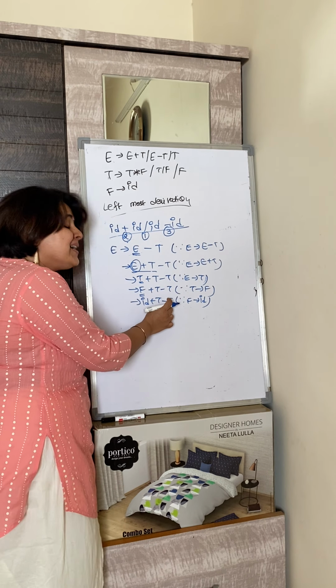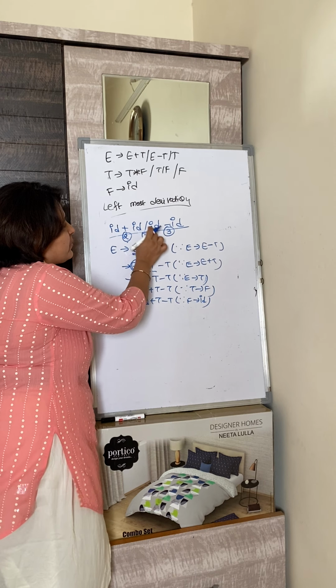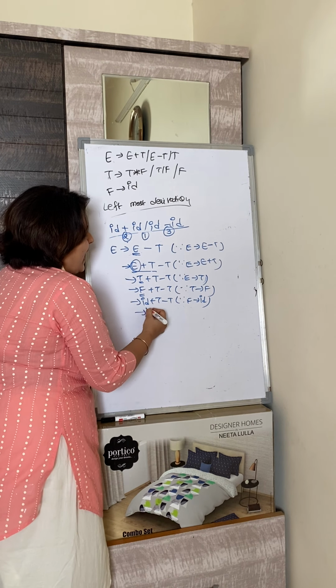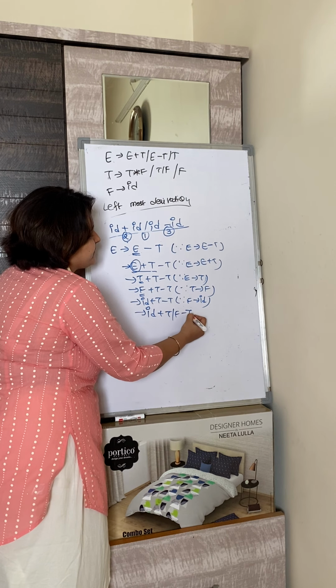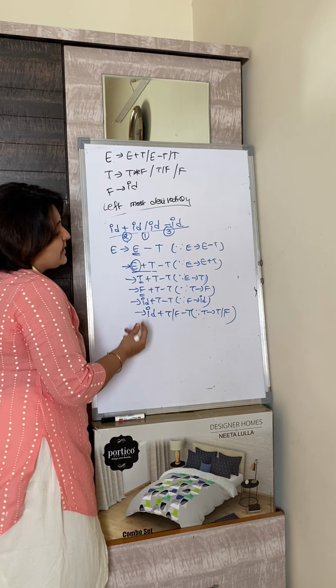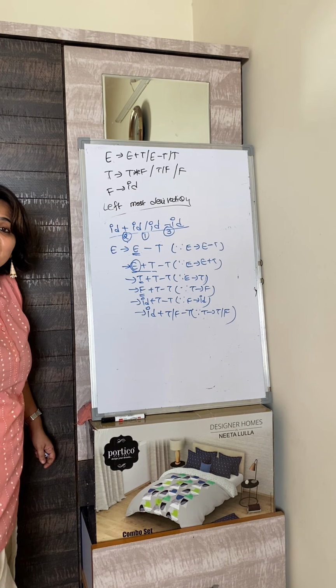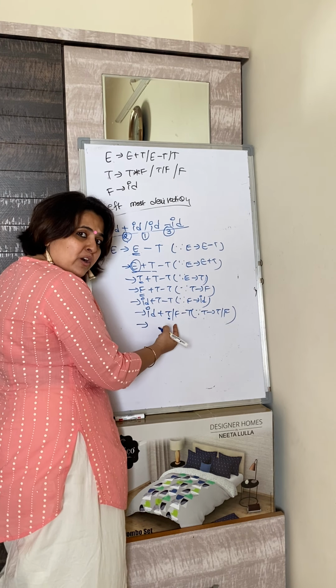Are you getting this? Now what do you require between plus and minus? We require a division. So this is the rule we are going to introduce. So ID plus T derives T divided by F, because T derives T divided by F. Now how many non-terminals do you have on the right side? 3. Which one is leftmost? This one. So that should be handled first.